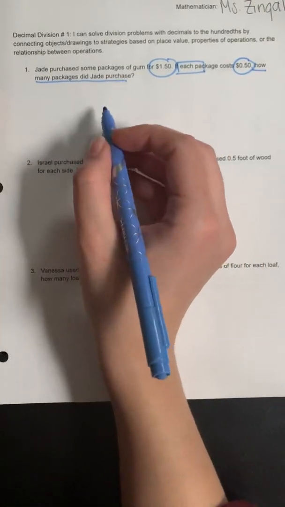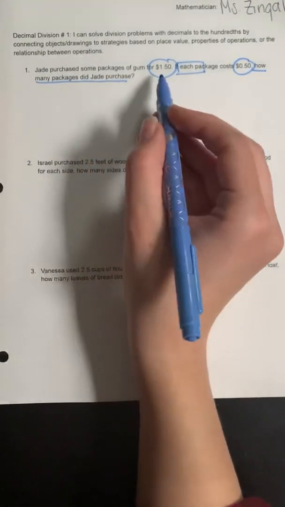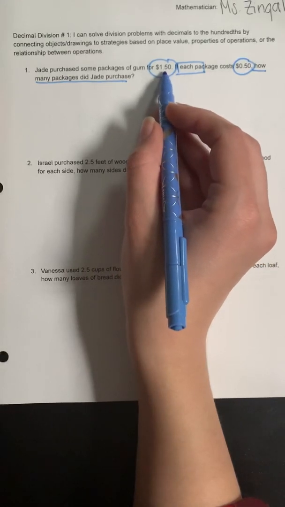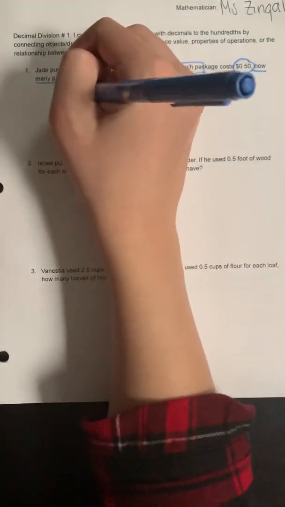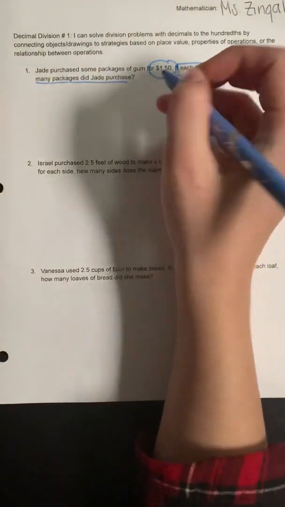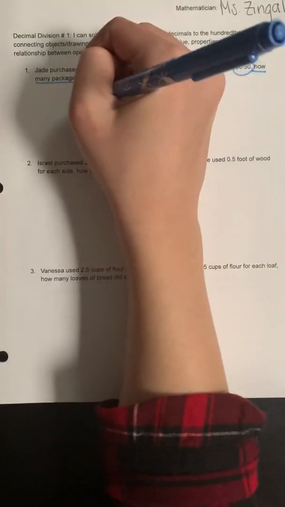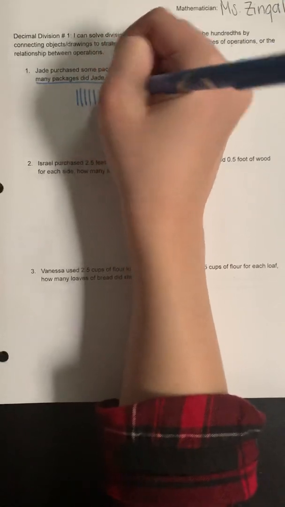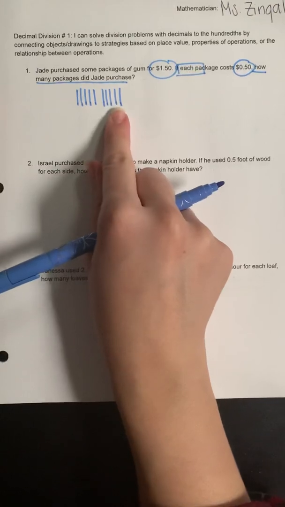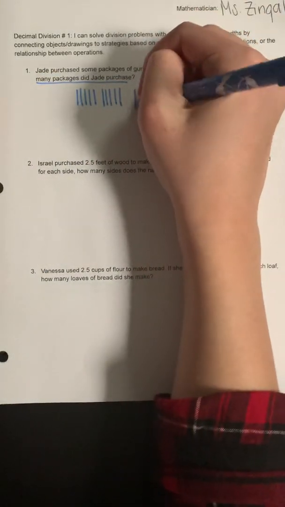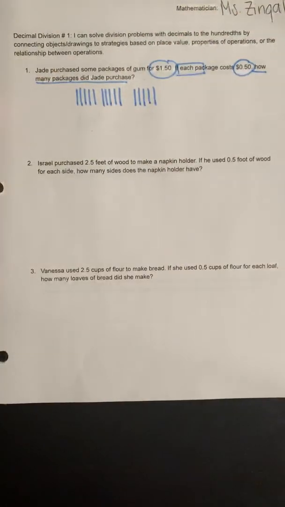So I'm going to draw $1.50 using tens. This whole number would be 10 tens rods, right? 1, 2, 3, 4, 5, 6, 7, 8, 9, 10. That's my $1. And then 50 cents is 5 more. 1, 2, 3, 4, 5.